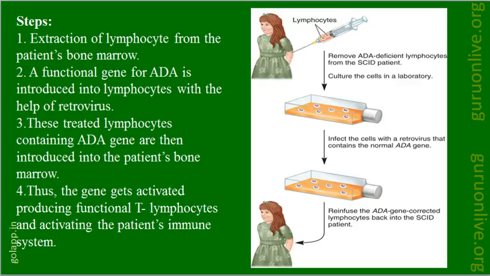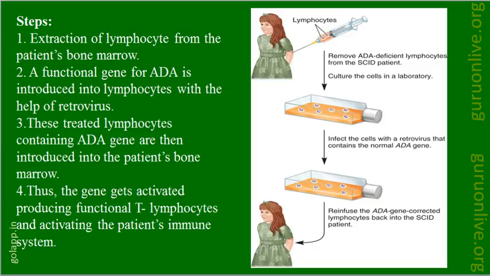The first step involved in this gene therapy is the extraction of lymphocytes from the patient's bone marrow. Second step, a functional gene for ADA is introduced into the lymphocytes with the help of retrovirus. Third step, these treated lymphocytes containing the ADA gene are then introduced into the patient's bone marrow.